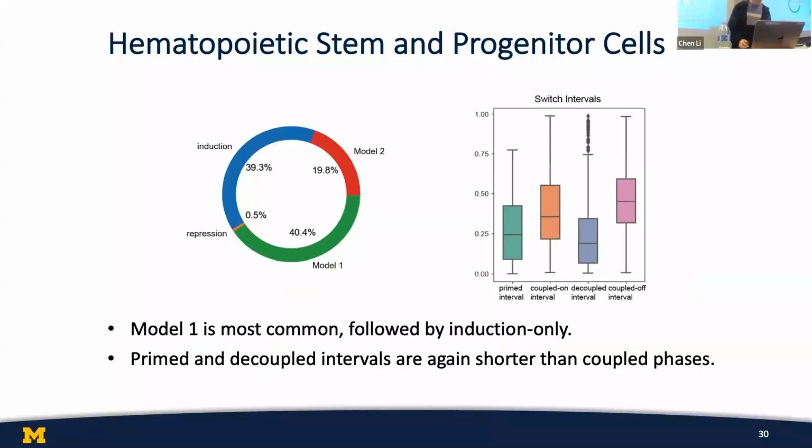In this data set, again, we observe very similar gene type distributions, like the mouse brain. And again, the switch time interval for the four states agreed with the mouse brain as well, with the coupled intervals longer than the decoupled ones.